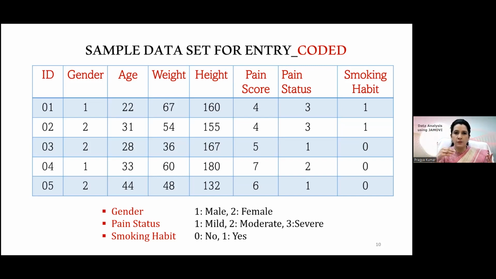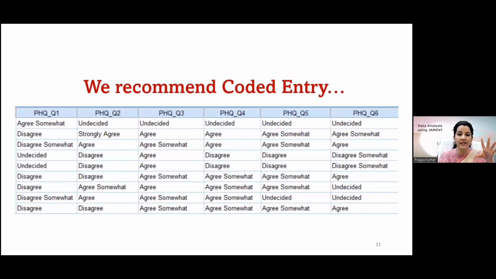Generally, what we do in Excel is, if there is one Excel file, in one sheet we have the data entry, and in the other sheet you can write the codes, like what is this 1 and 2, and what is this 1, 2, and 3. Like I have written here that gender 1 means male and 2 means female, and in JAMOVI you have to enter that. We'll see that.